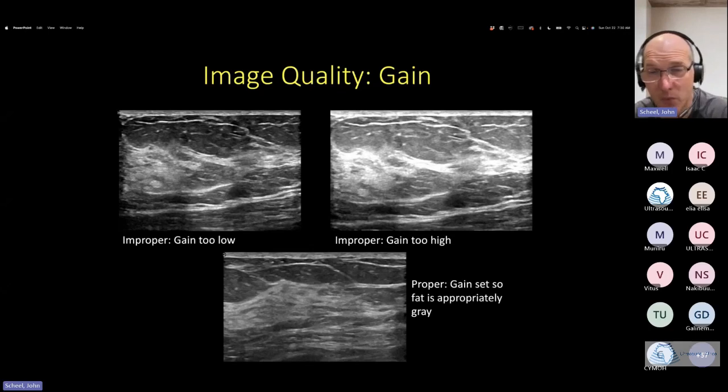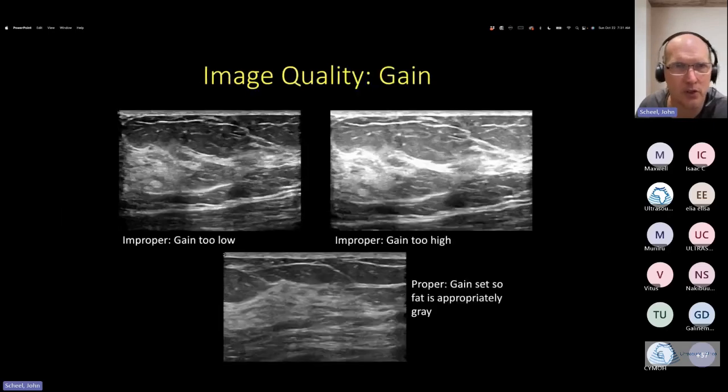And that's in contrast with the upper right-hand corner where the gain is too high. You could see the fibroglandular tissue bleached white, and there's no way you're going to find anything like cancer in that fibroglandular tissue. The proper gain is in the lower picture where you can see that it's a light white for fibroglandular tissue and it's a light gray for the adipose tissue.